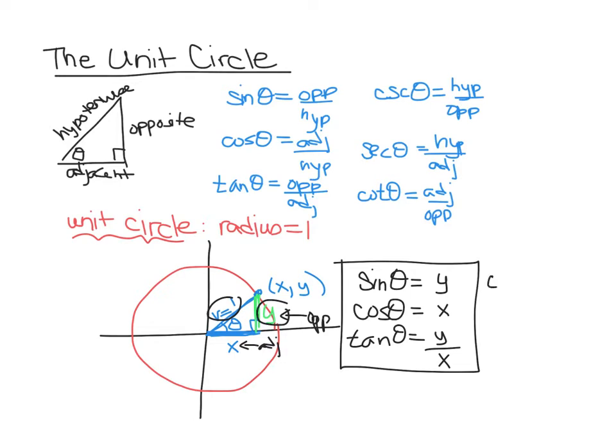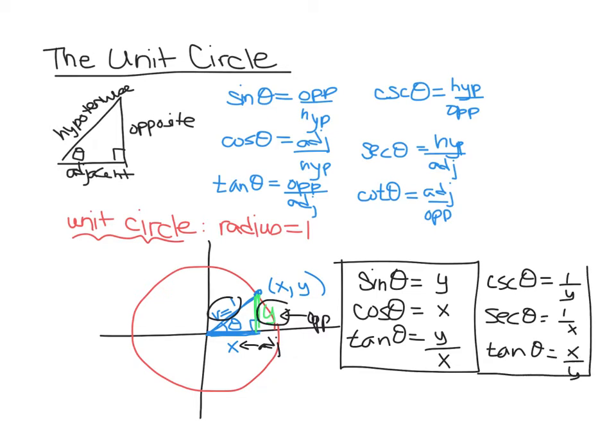So from there we can also get our reciprocal functions. Cosecant is 1 over y. Secant is 1 over x. And tangent is x over y. So these are my three reciprocal functions. Those are also useful to know.